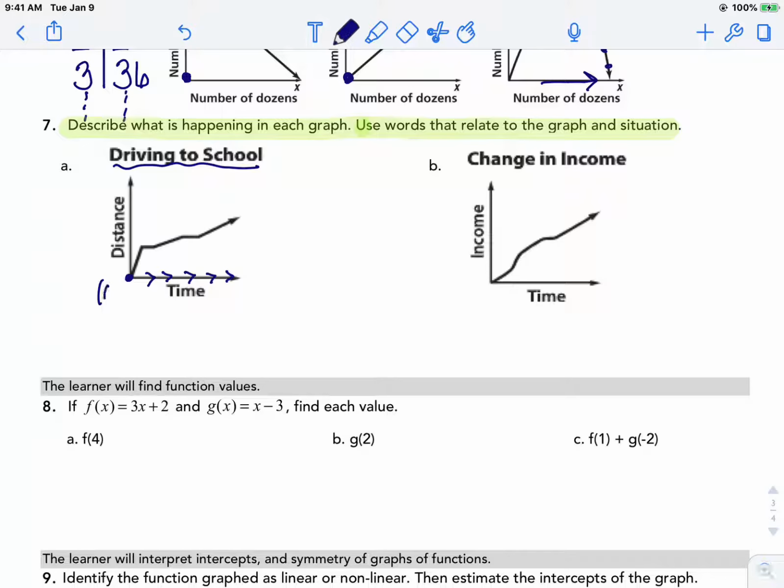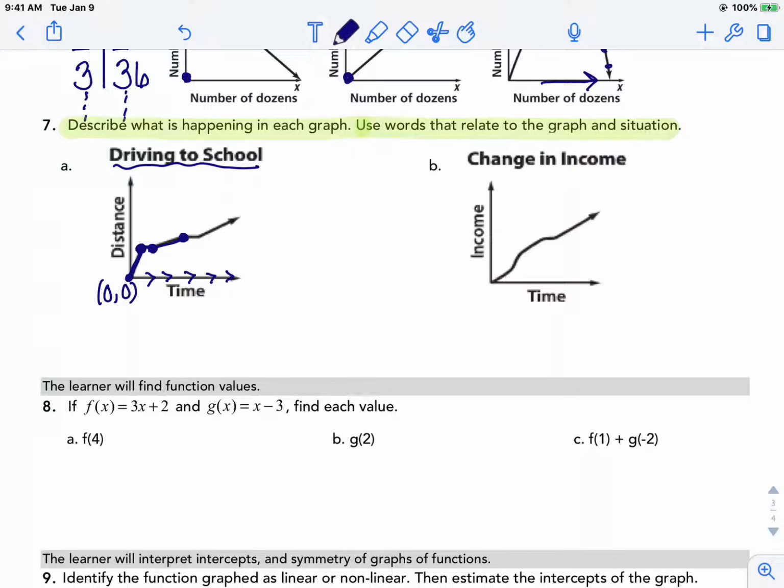So at time 0, we're at 0 distance. We maybe want to describe that we are quickly moving towards school, driving towards school. But then we need to explain what happens in this little part, because our distance isn't getting any bigger for a few moments. Think about what happens on your drive to school, where you're not getting any closer to school for a few moments. Stop signs, stop lights. Then you're going slower than you were before. You're getting farther from home.